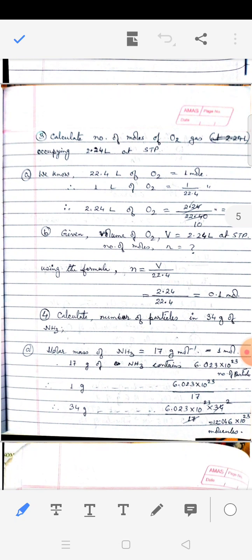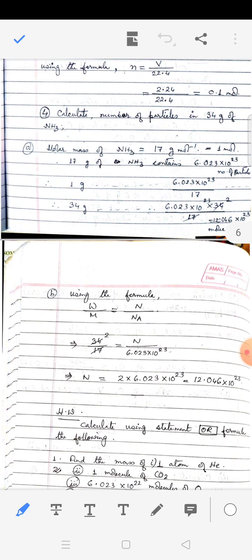So first of all, you have to calculate the molar mass of ammonia, because you have been given mass of ammonia. So molar mass is important. So molar mass of ammonia is 17. So 17 gram of ammonia contains Avogadro's number of particles. So 34 gram will contain how much? Just do by using unitary method. But if you wish to do it using formula, so as I said, W by M equal to N by Na. W is known to us, M is known to us, Na is known to us. You need to calculate N.